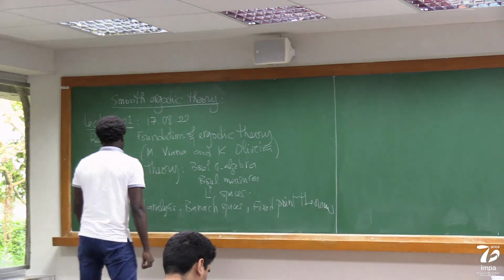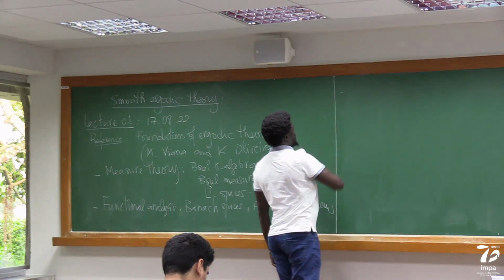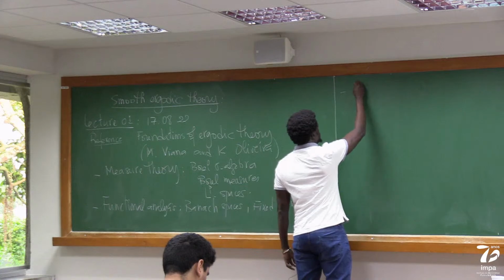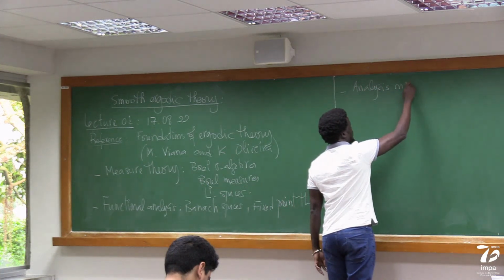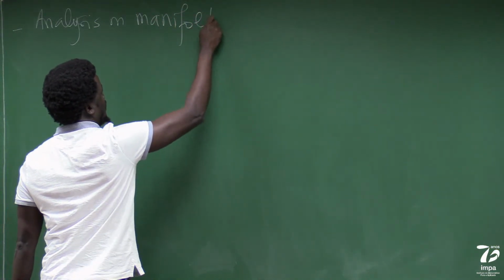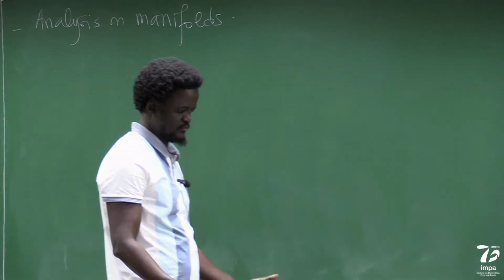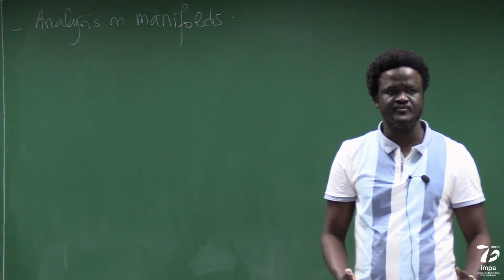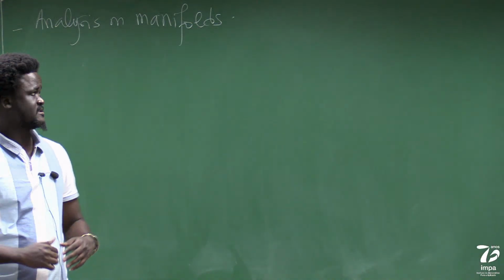We might also need a little bit of the theory of manifolds, like analysis on manifolds, but not too much. From this you might need to know what a smooth manifold is, what a diffeomorphism on a manifold is, the tangent space, the tangent maps, and this stuff.